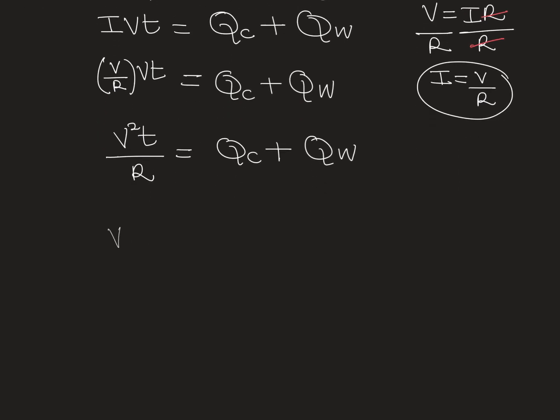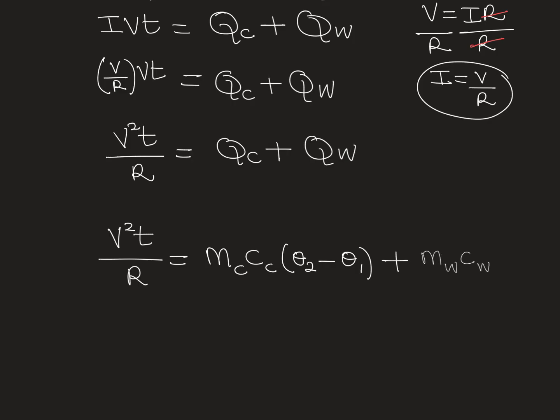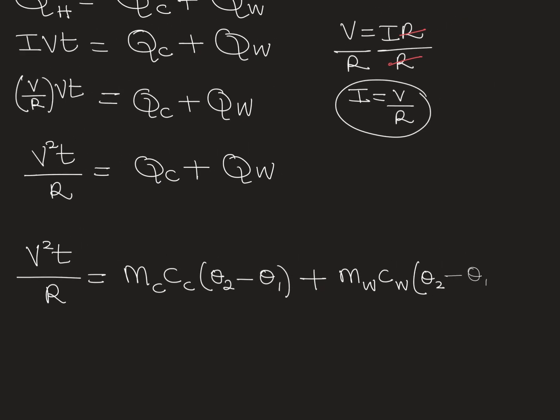That is, voltage squared multiplied by time divided by resistance is equal to, how do we find the quantity of heat of the calorimeter? That will be the mass of the calorimeter, the specific heat capacity of the calorimeter, into the change in temperature. The change in temperature will be the final temperature minus the initial temperature, plus, how do we find the quantity of heat of the water? It is the mass of the water, the specific heat capacity of the water, into the final temperature minus the initial temperature.